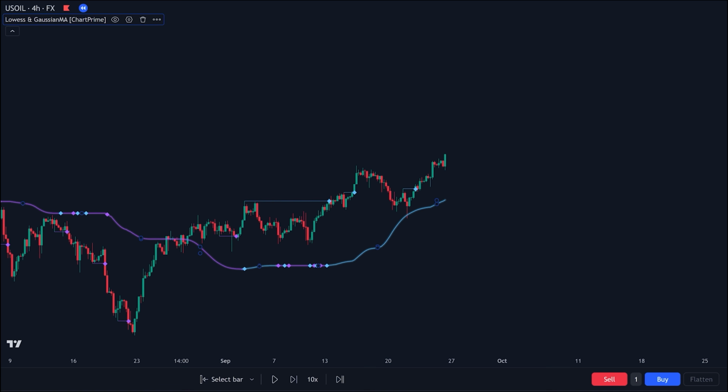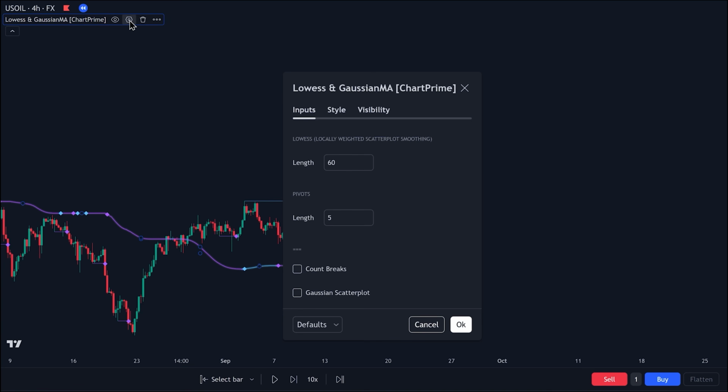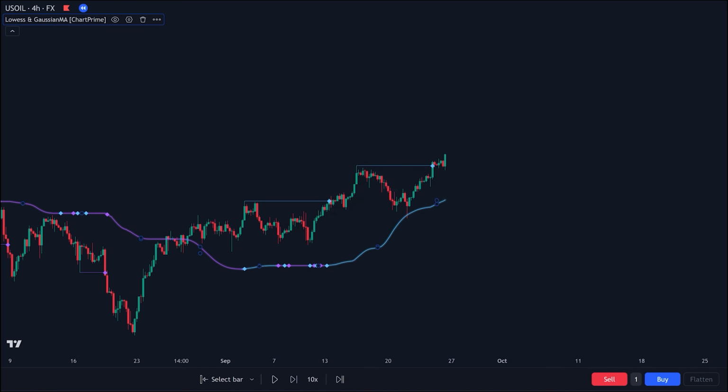For the next trade setup, we will make a slight adjustment to refine the pivot point detection. Click on the indicator settings and adjust the pivot length from 5 to 10. This adjustment helps smooth out the data, reducing the number of false signals.